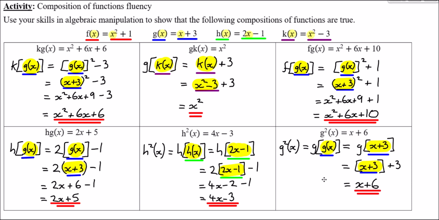So hopefully now you're a bit more confident with how to knit these together and how to work backwards, back to front almost.